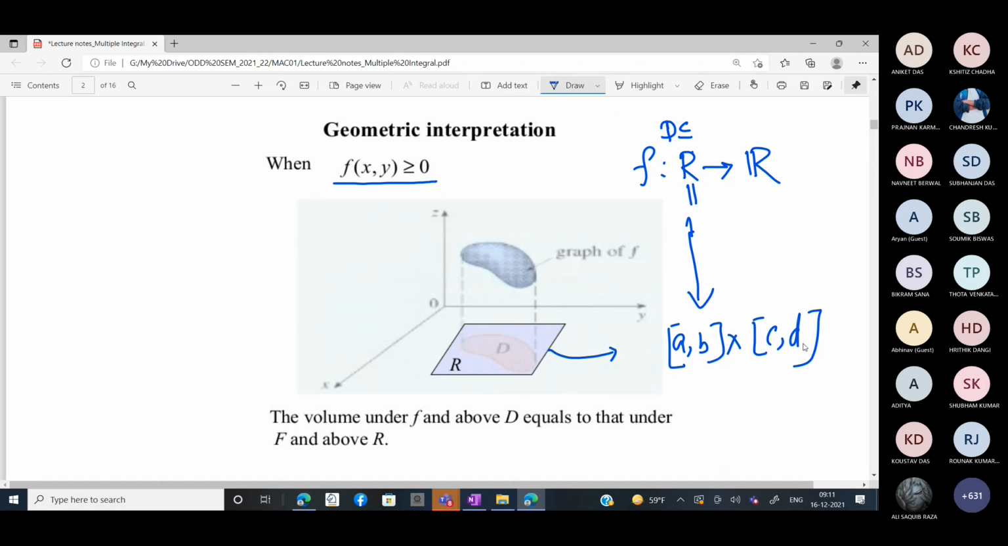So what's the meaning? Intuitively, its meaning is the volume under the graph of f and above the region of integration. Why do we look at it above? Because we initially assume the function is non-negative. If it is negative, then it may be below the xy plane. In that case, it is difficult to understand from the picture, for visualization purposes. It may be a little bit difficult, but later on we'll handle the situation whenever f takes negative values.